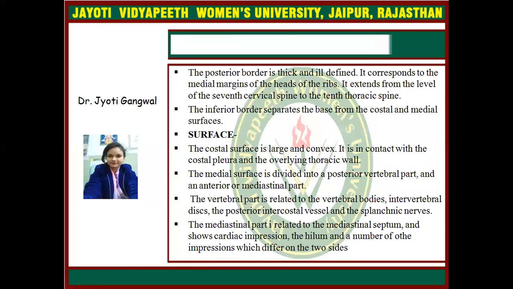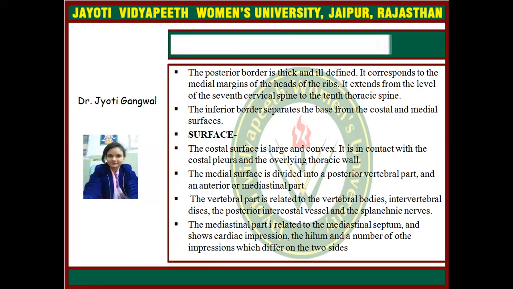The posterior border is thick and ill-defined. It corresponds to the medial margin of the costal heads of the ribs. It extends from the level of the 7th cervical spine to the 10th thoracic spine. The inferior border separates the base from the costal and medial surfaces.